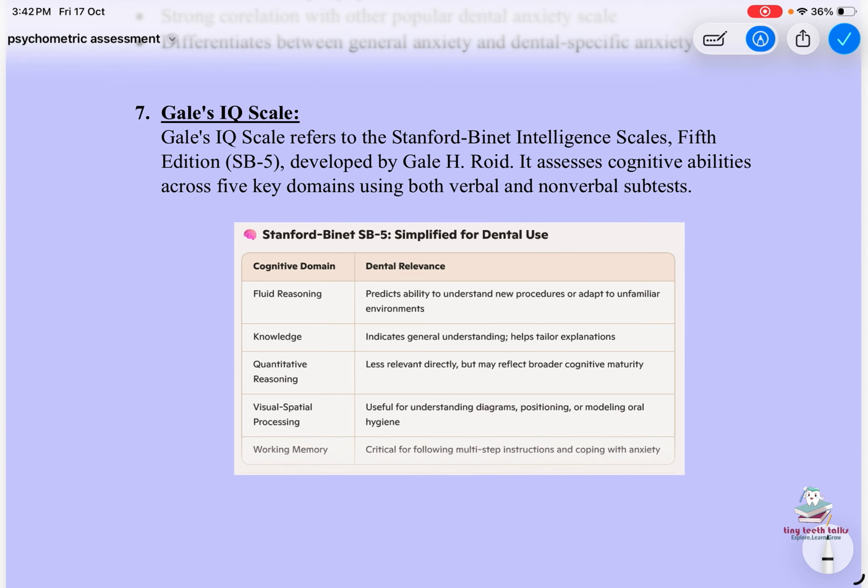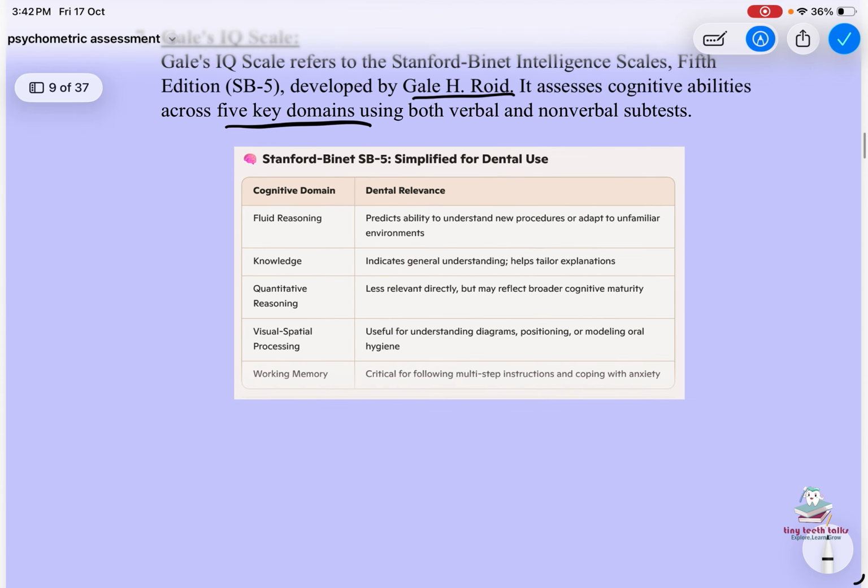The seventh is Gale's IQ scale. Gale's IQ scale refers to the Stanford-Binet Intelligence Scales, 5th edition, SB5, developed by Gale H. Roid. It assesses cognitive abilities across 5 key domains using both verbal and non-verbal subtests. The 5 cognitive domains are, first, fluid reasoning. They predict ability to understand new procedures or adapt to unfamiliar environments.